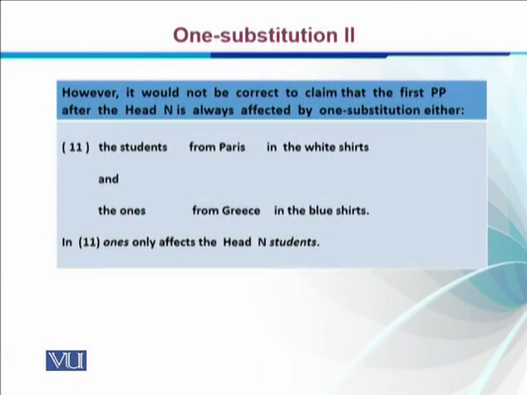However, it would not be correct to claim that the first prepositional phrase after the head is always affected by one substitution either. For example, in 11, we say "the student from Paris in the white shirt, and the ones" that stands for student from Greece in blue shirt. So, ones is immediately followed by the phrase that comes after the head. In 11, ones only affects the head noun, right? So, ones affecting the head noun.